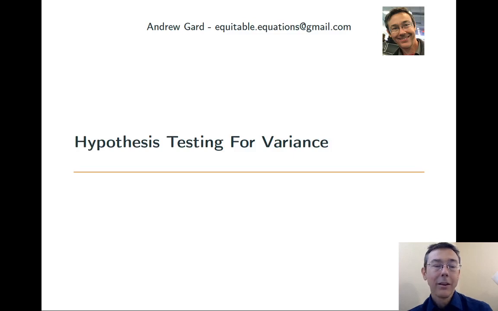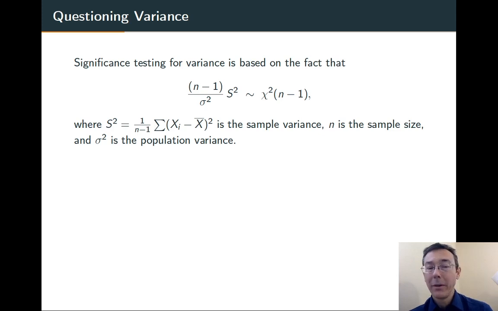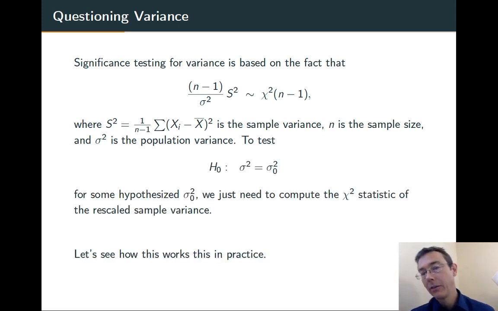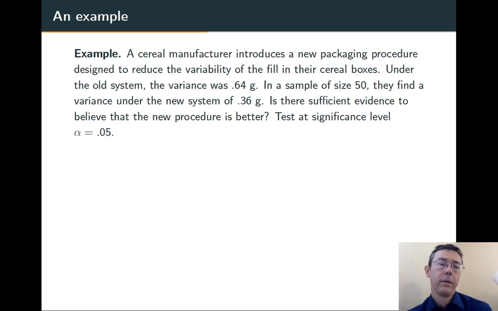Hey everybody. Today we're talking about significance testing for a single variance. It's all based on the idea that sample variance, when scaled appropriately, has a chi-square distribution. So when we test a null hypothesis about variance, we're going to take the sample variance we get, scale it, and then see where that test statistic falls in the appropriate chi-square distribution. Pretty simple. Let's see how it works in practice.